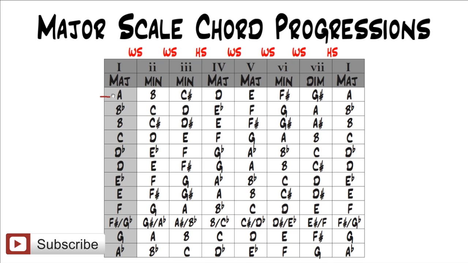So if I looked at any one of these major scales, if I started on A, if I was to turn this major scale into triad chords, I would get an A major, B minor, C sharp minor, D major, E major, F sharp minor, G sharp diminished, and then we're back at the A major to start over. It'd be the same if I did it with B flat: B flat major, C minor, D minor, E flat major, F major, G minor, A diminished.